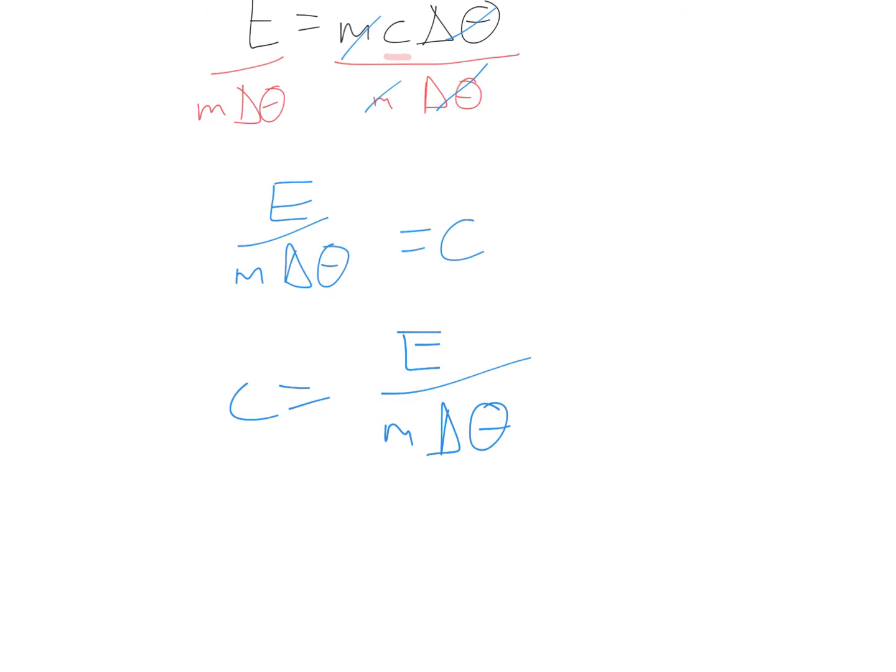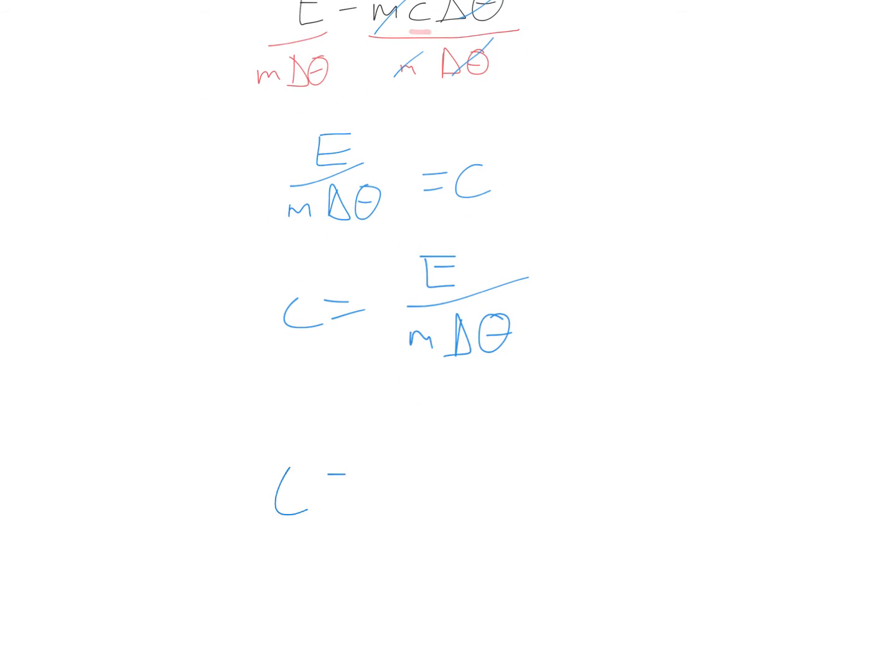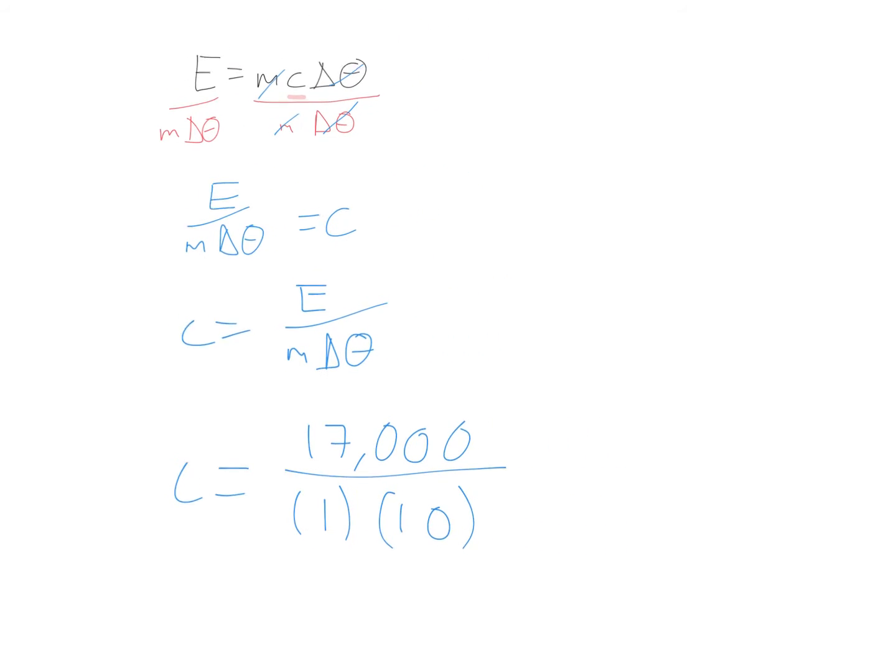So I'm just going to make up some results here. Let's say we put in 17,000 joules of energy. You can fill that in for E. Let's say the mass of the block is 1 kilogram, which it roughly was for us. And let's say the change in temperature is 10 degrees. So we might say it goes from 15 to 25 degrees. So that would be a change in temperature of 10 degrees.